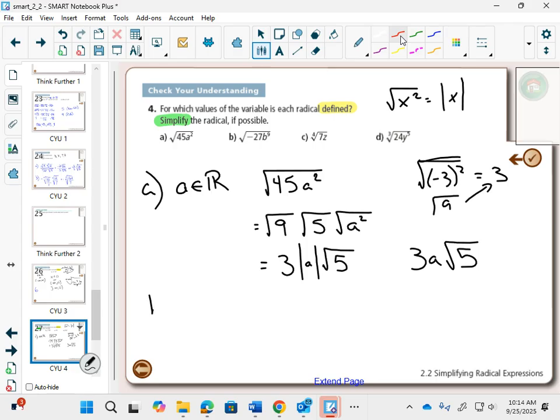Okay, our B. Square root of negative 27b to the 9. You see the negative inside the square root? Is this never possible? Or is it sometimes possible? Where is this defined?